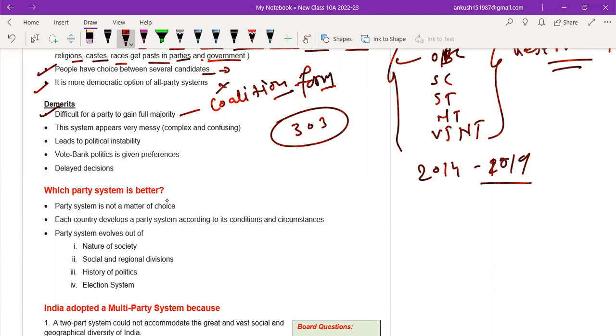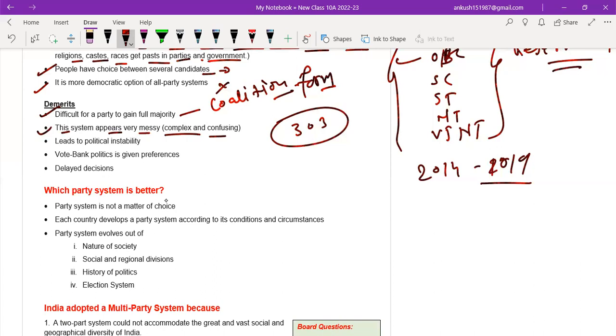But after that, in 2019, there was a coalition. Now also in India, the coalition government is going on. It is ruling over there. This means no party gains the full support or full majority. This system appears very messy, that is complex and confusing, for those who are conducting the election.